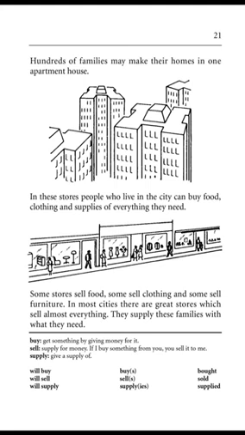Page 21. Hundreds of families may make their homes in one apartment house. In these stores, people who live in the city can buy food, clothing, and supplies of everything they need. Some stores sell food, some sell clothing, and some sell furniture. In most cities, there are great stores which sell almost everything. They supply these families with what they need.